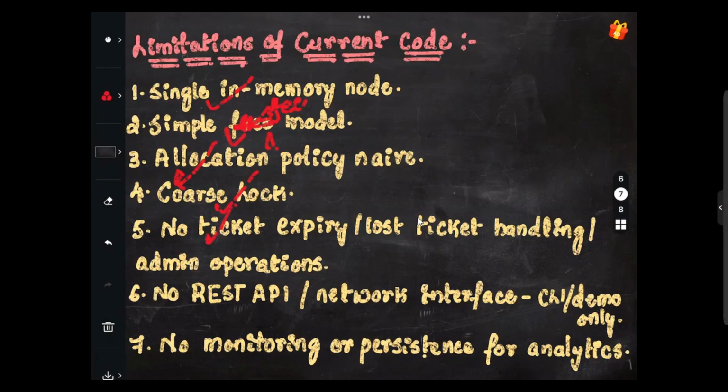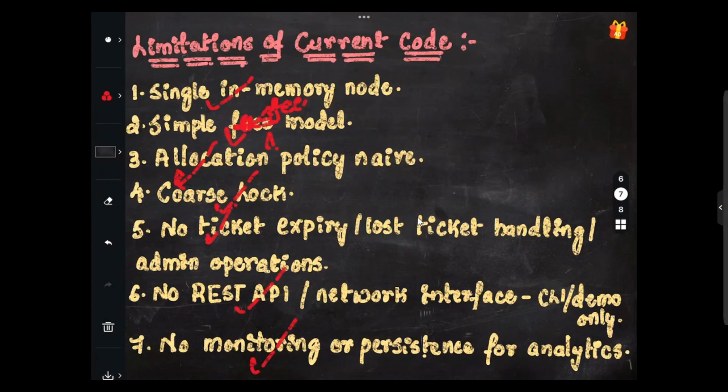Next, let's move on with no ticket expiry, lost ticket handling, or admin operations, right? For this one we have to go with a force remove. Next, we are not considering any API, meaning any REST API or network interface here. This is just for the CLI or demo only, as we are just solving LLD problems, right? So we just went with a CLI, command line interface, demo-only code. The final one is no monitoring or persistence for analysis.